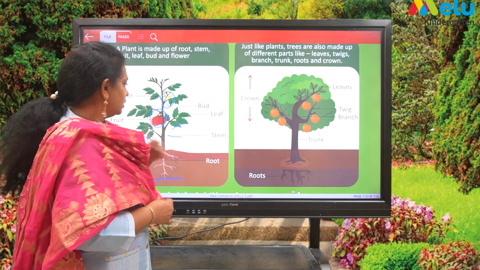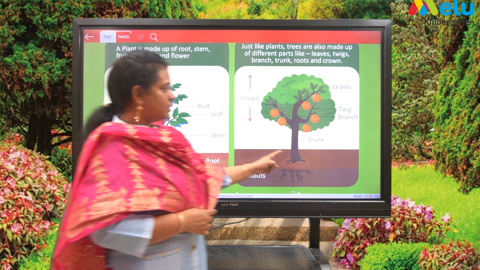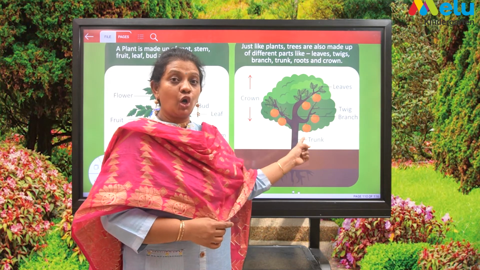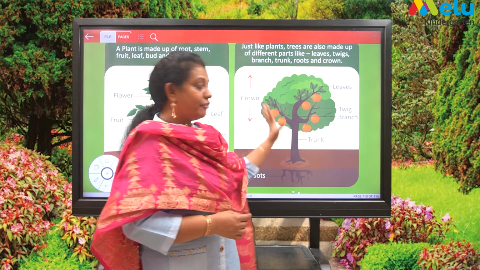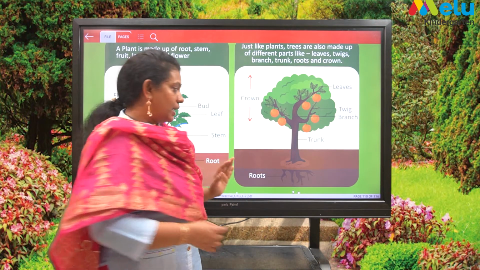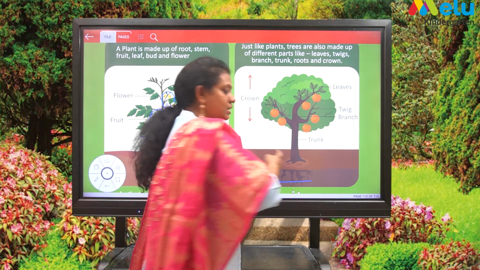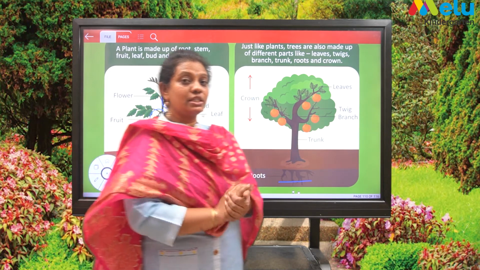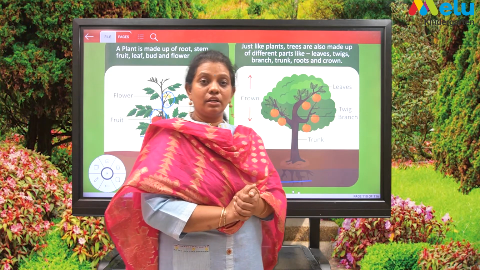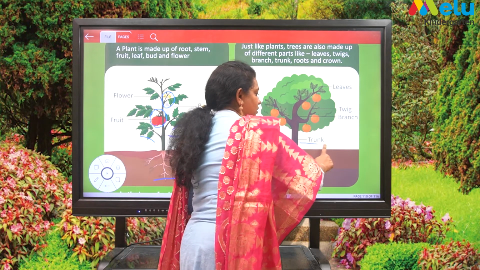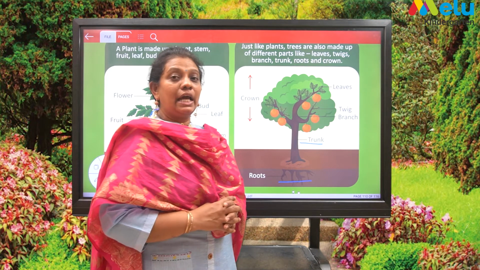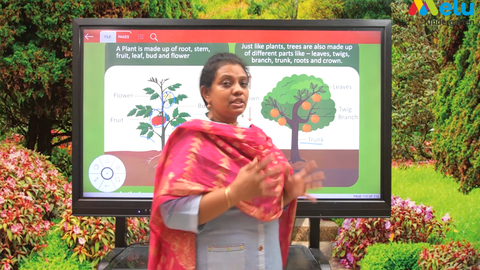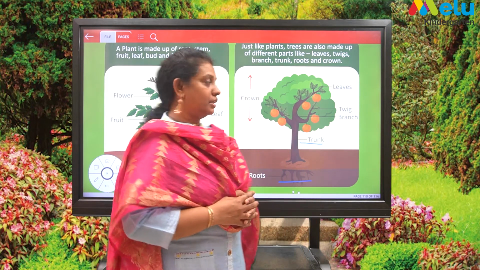See the stem here and see the stem here. It's very strong, right? So every tree, like a plant, will have a root system, and the stem is very strong. So that's the reason it is called a trunk. A strong, healthy and wide stem is called a trunk.